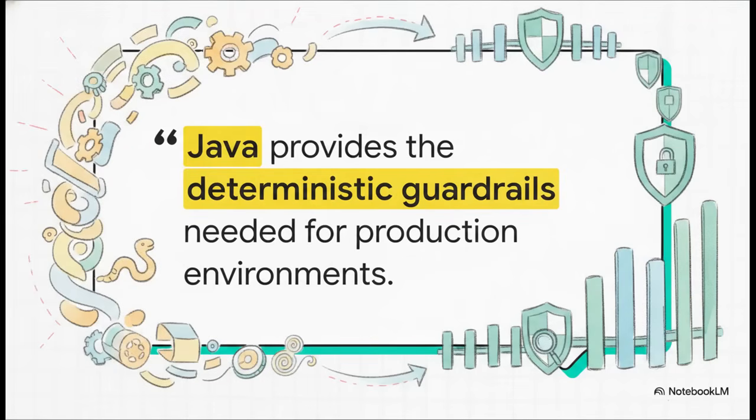Now, we all know a lot of early AI development happens in Python, which is fantastic for rapid prototyping. But there's a catch. While that dynamism is great for early experimentation, it basically means many of your errors are only going to show up at runtime. And that is an unacceptable risk for mission-critical, high-volume enterprise pipelines. Java, on the other hand, provides the deterministic guardrails, the strong typing, the security models, the extreme observability that you absolutely need for a production environment.